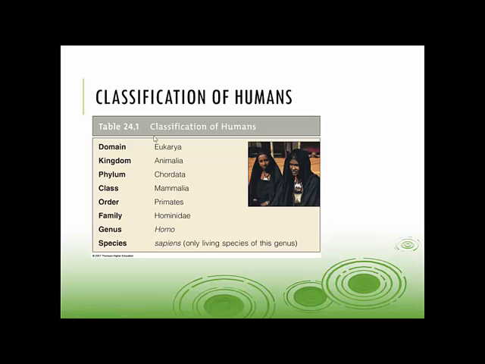So we have our classification. You have the domain, kingdom, phylum, class, order, family, genus, species. I'm sure that you have learned this in previous subjects such as AP Bio or Living Environment. And here we go through just a classification of humans. We are a part of the domain Eukarya, the kingdom Animalia, the phylum Chordata, class Mammalia. We are the order Primates, family Hominidae, and our genus and species is Homo sapiens.